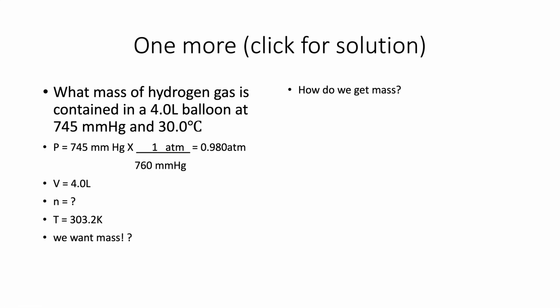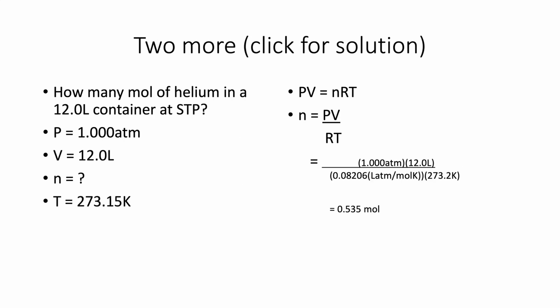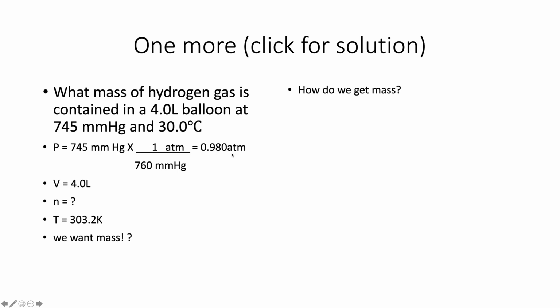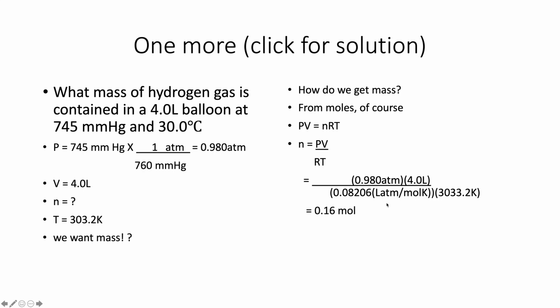Okay, back from pause. How do you get the mass? Well, we can get mass from moles, right? Going back a slide, we can get mass from moles. So we have to get moles. So how do we get moles? Well, we have the ideal gas law, and we can plug in the numbers and get the number of moles. But the question wasn't the number of moles, the question was the mass of hydrogen. So we take the moles, and since hydrogen is H2, it would be 0.32 grams.